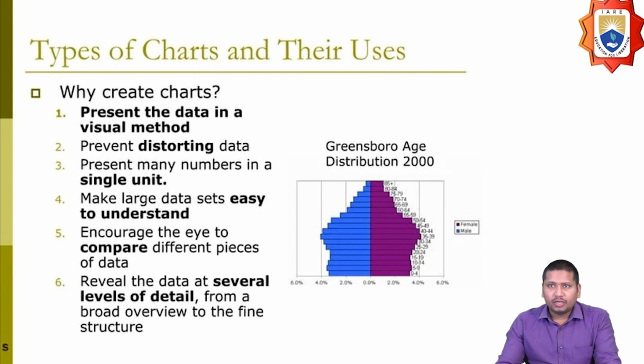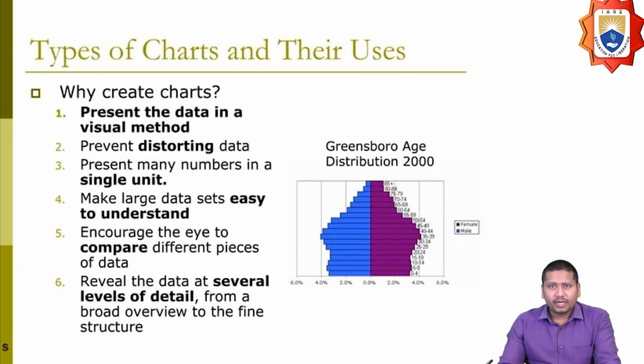So, types of charts and their uses. Before going to see that, we are going to create the charts. For that, we present the data in a visual method, prevent distorting data, and present many numbers in a single unit. We should also make large data sets easy to understand, encourage the eye to compare the different pieces of data, and reveal the data at several levels of detail from the broad view to the fine structure.